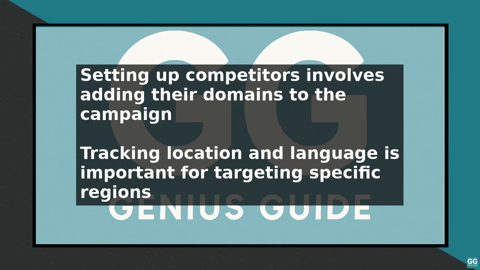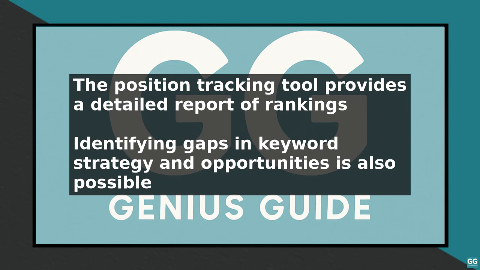a specific geographic region. Once the campaign is set up, you can start tracking the rankings of your website and your competitors. The position tracking tool provides a detailed report of the rankings, including the position, volume, and competition level of each keyword. You can also use the tool to identify gaps in your keyword strategy and opportunities to improve your rankings. To get the most out of the position tracking tool, it is essential to track your keywords regularly and adjust your campaign accordingly.